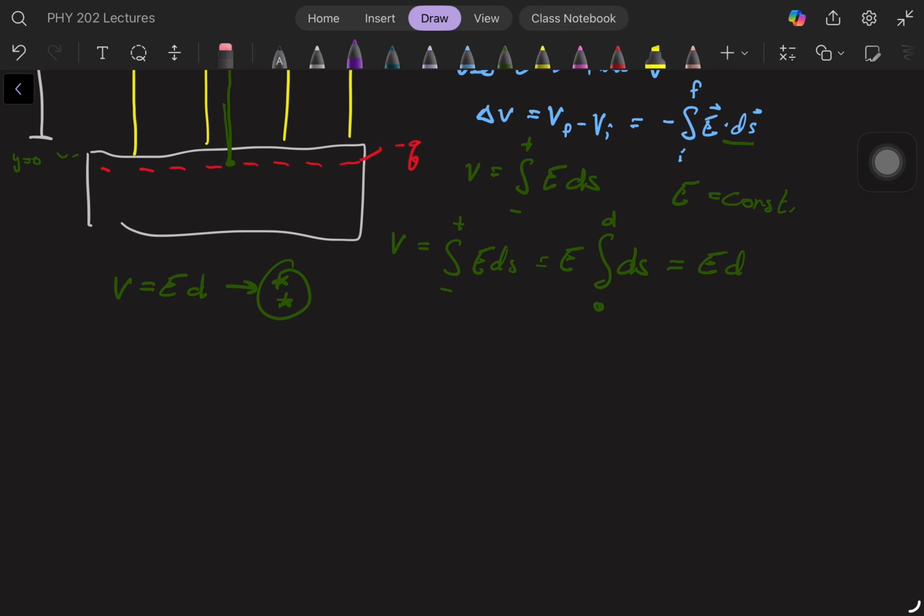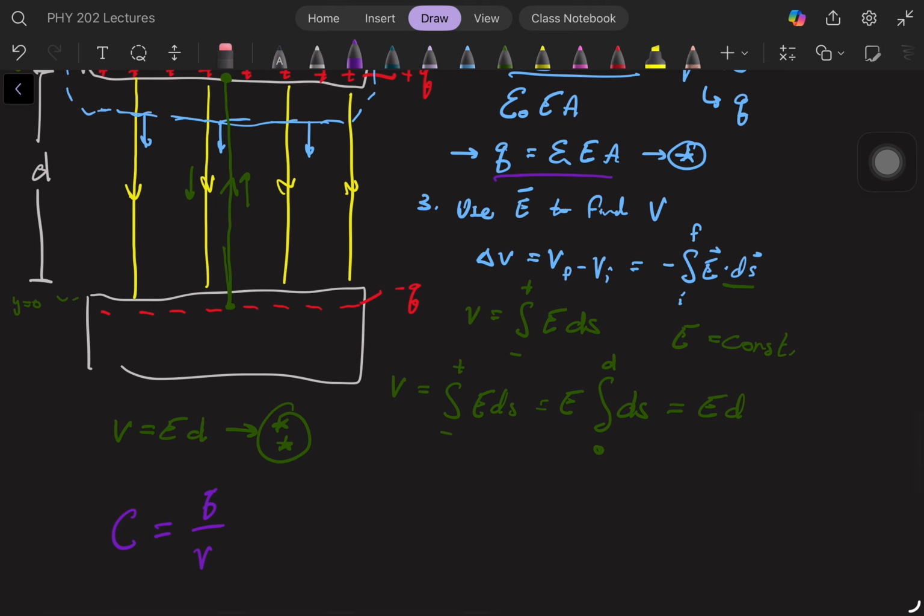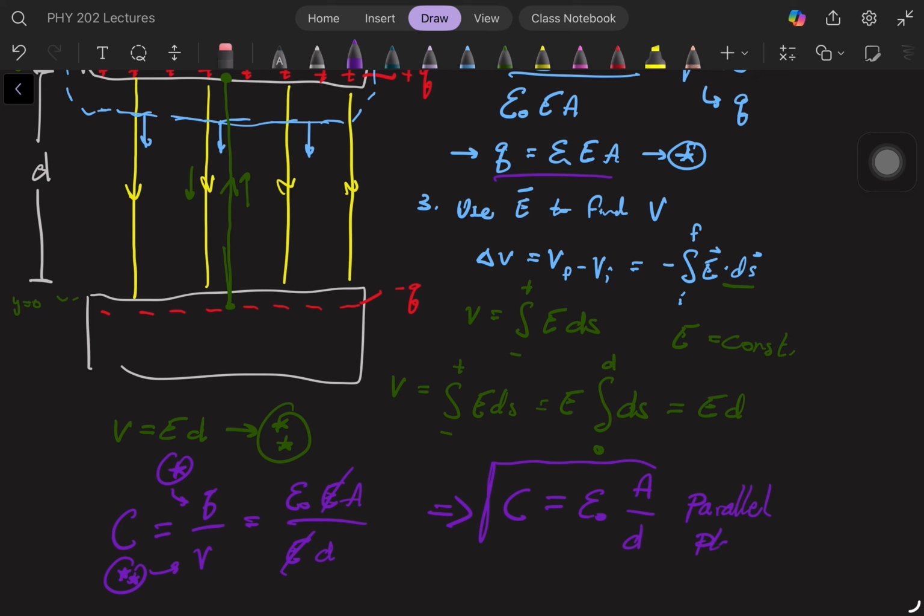And so then if we have C is equal to Q over V, we have our Q as our star equation. So star goes there, double star goes there. And so we have epsilon naught EA divided by V, which was ED. Looks like our E's cancel, and we get C is equal to epsilon naught A over D for a parallel plate capacitor.